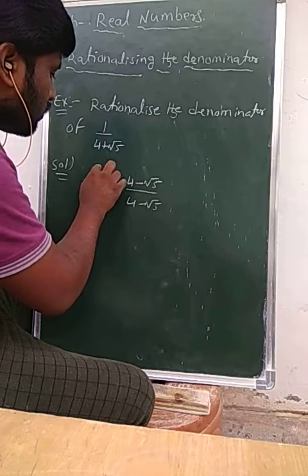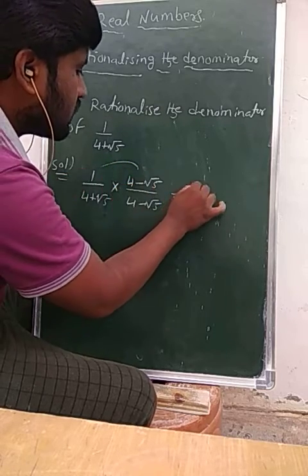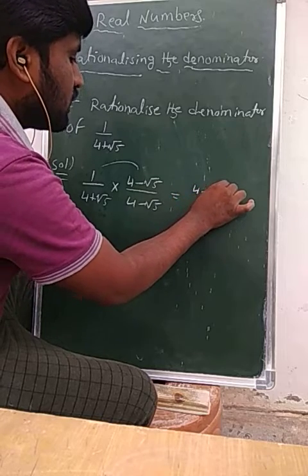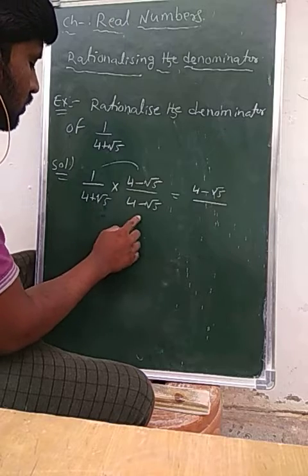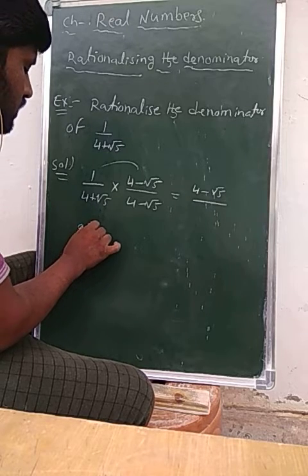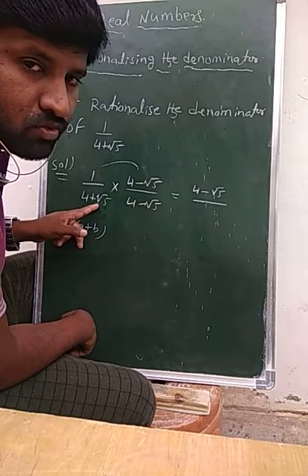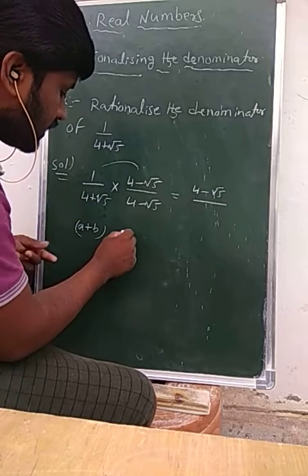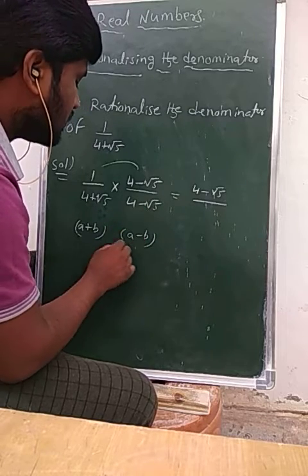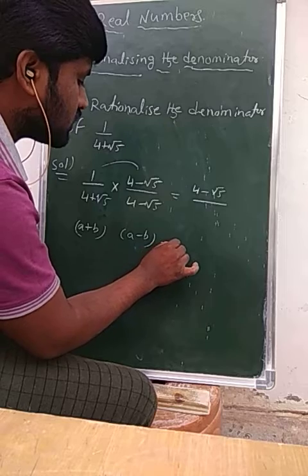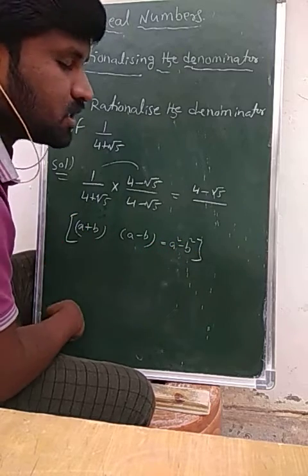So their product: 1 into 4 minus root 5, 1 into something is always that something only, 4 minus root 5. Now just observe the down part. This is in the form of a plus b into a minus b. Here a is 4, b is root 5. a plus b into a minus b equals a square minus b square. Yes, this is one of the identities.